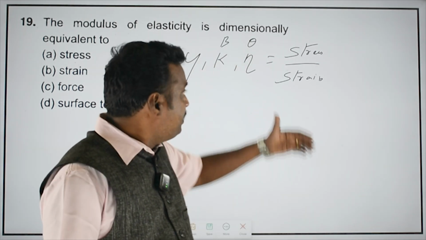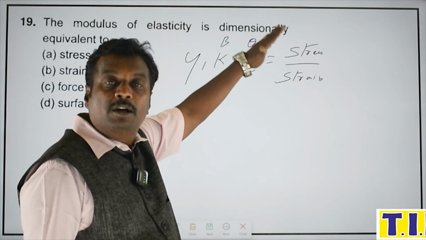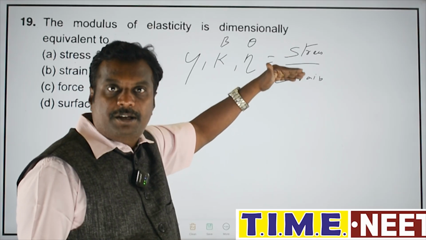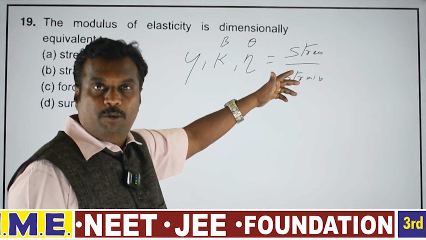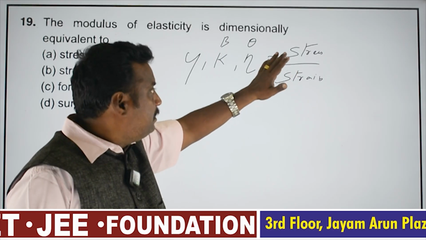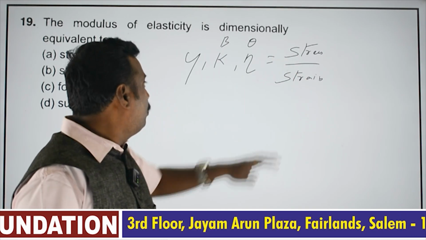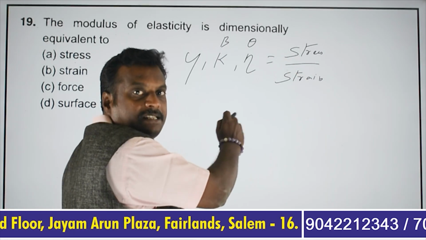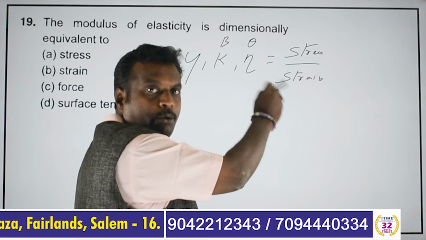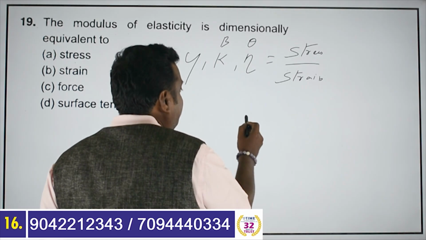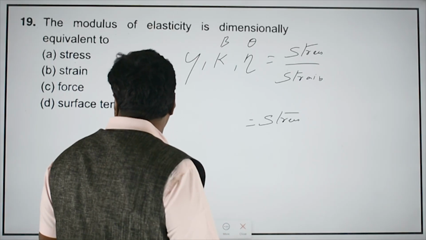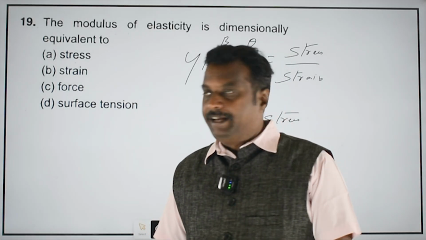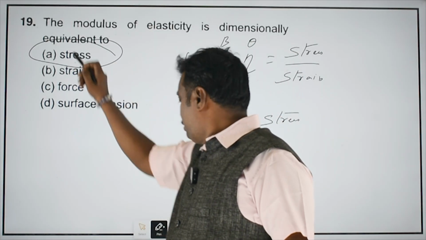Now the question is stress by strain, right? However it is, strain is change in dimension by original dimension. So both are same, length by length, volume by volume, so it will get cancelled. So there will be no unit for strain. So the modulus of elasticity is technically equal to stress. So modulus of elasticity is equal to what, sir? Stress. The right choice will be stress, because strain has no unit. So the right choice will be option A.